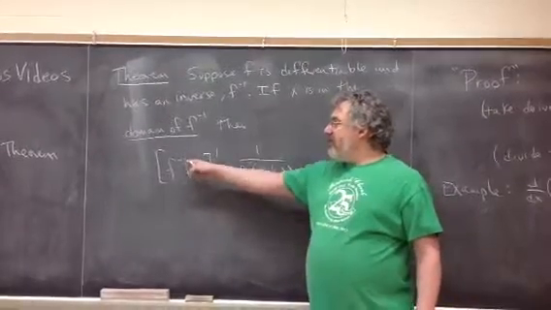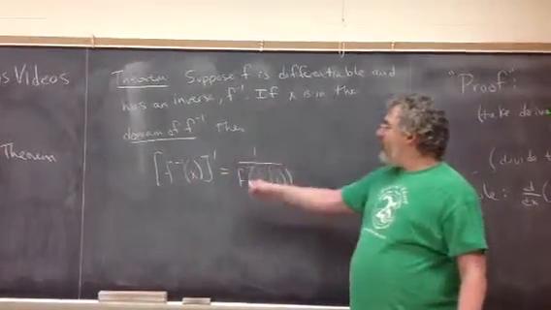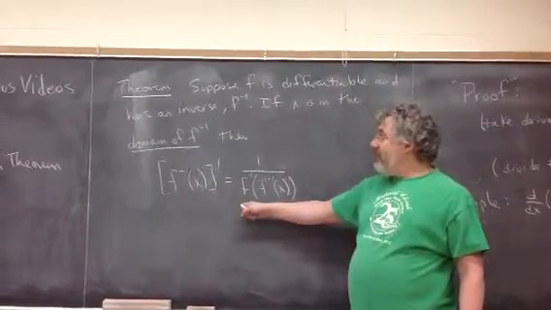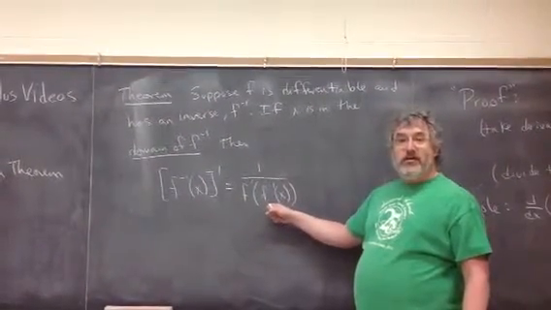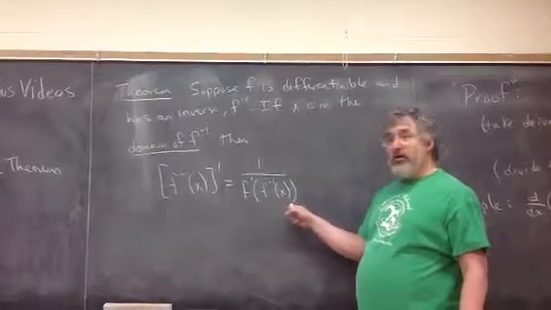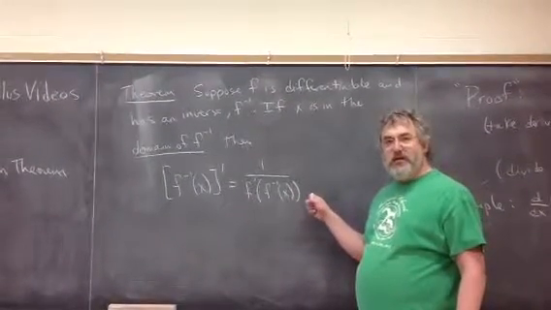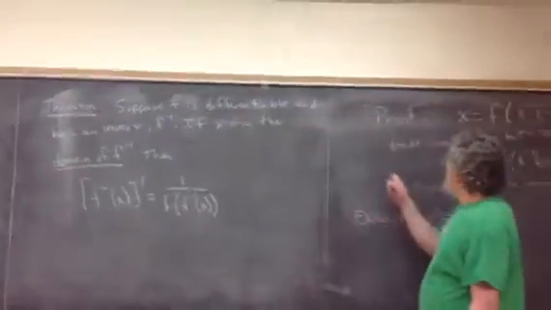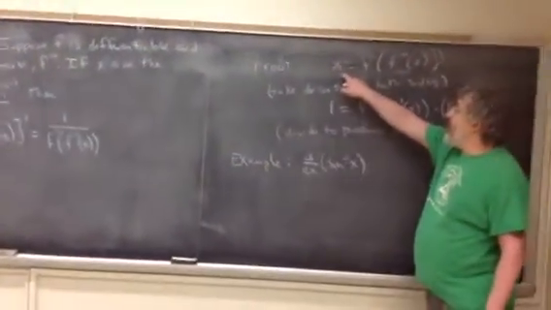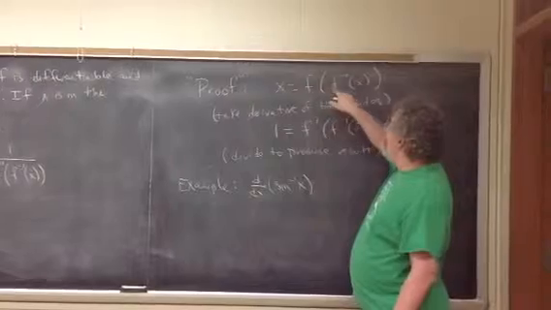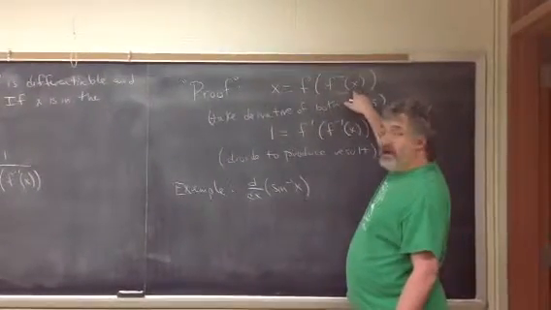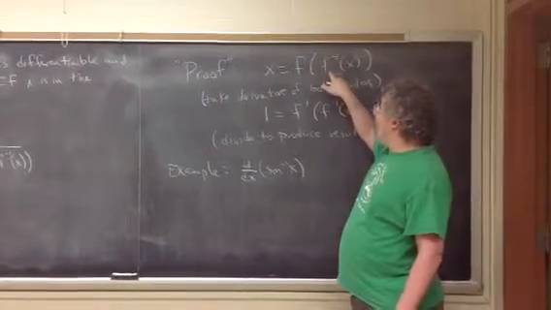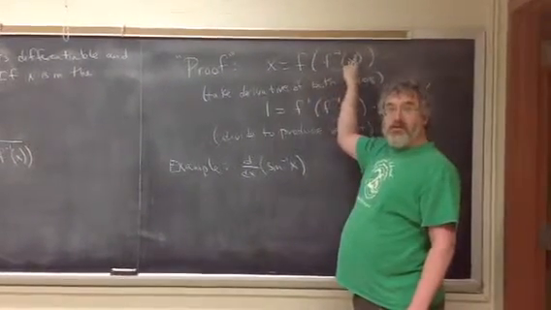The derivative of the inverse function is 1 over the derivative of the original function, f, at the inverse. Notice this looks a lot like the chain rule, except it's missing the extra piece. And that's how we're going to prove it. So let's take a look at the proof. Suppose we start with x equals f of the inverse of f at x. That's always going to be true. Why? Because if f has an inverse, this is one of the properties of inverses.